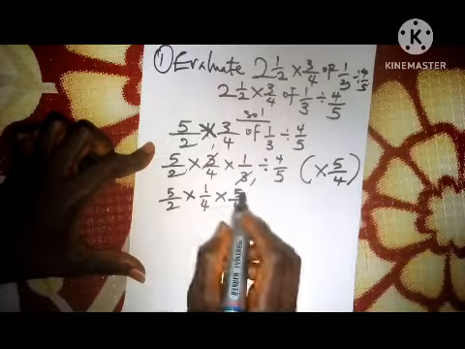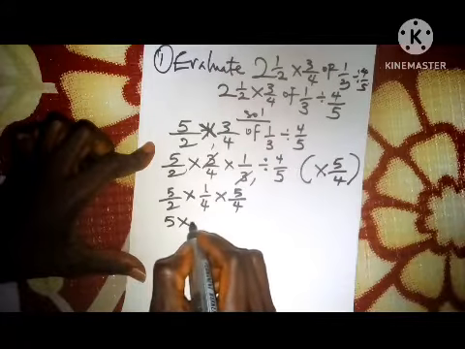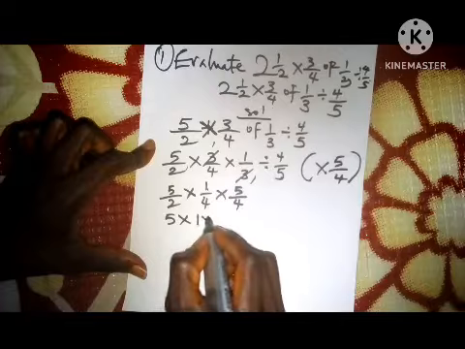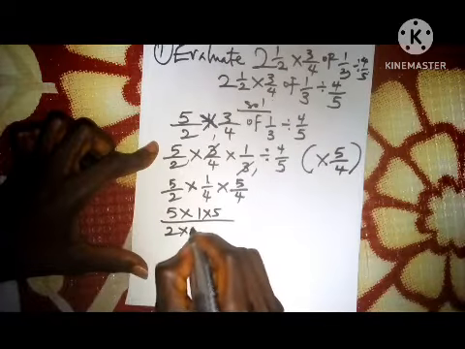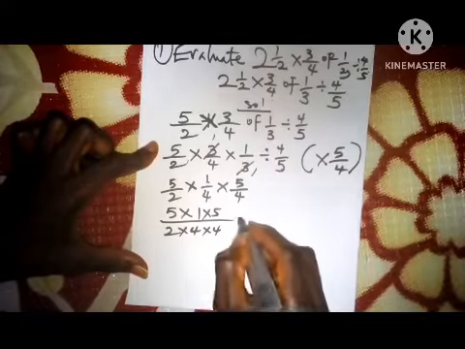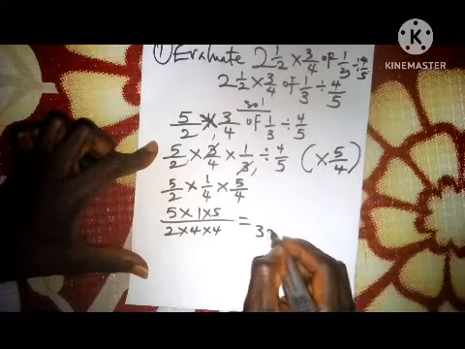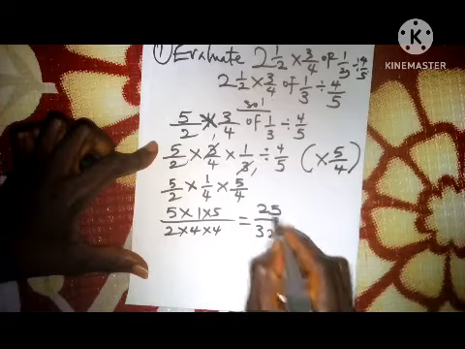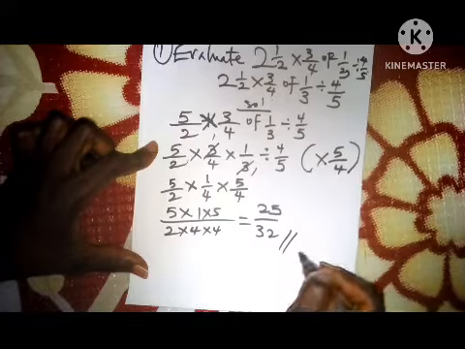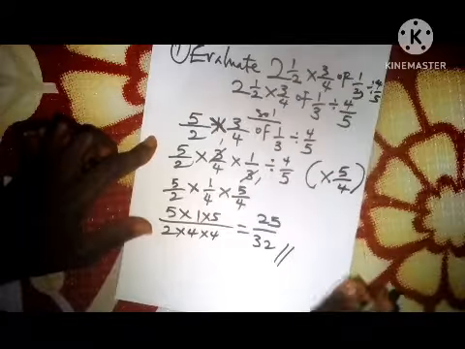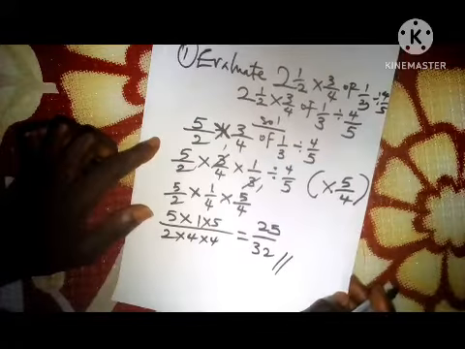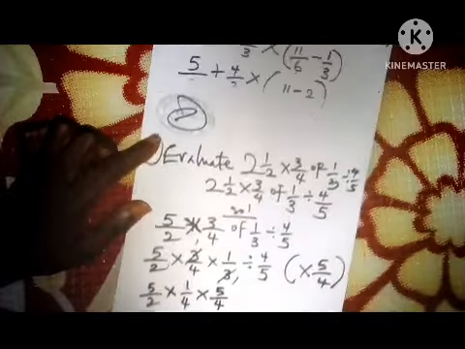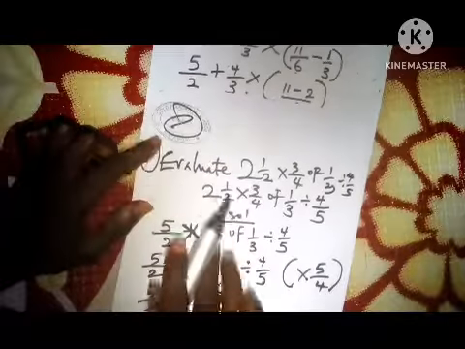Now once there's no number that can cancel, you times the whole number. So this times this, you have what? 5 times 1 times 5, 2 times 4 times 4. What do you get? You have 32. You have what? 25. That's the final answer. Hope we are following. It's very easy to understand. Just go through the steps, as you can see from here.